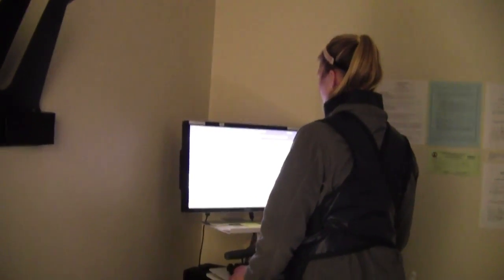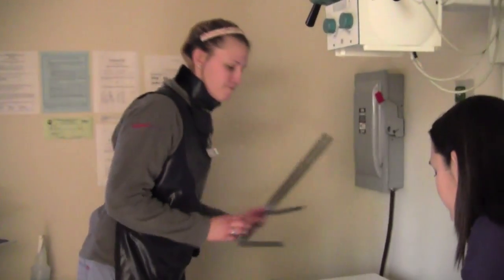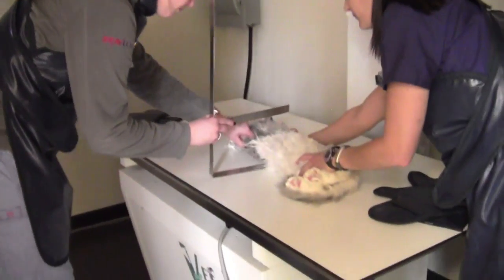Thoracic X-rays are used to evaluate soft tissues of the thoracic cavity, such as lungs and heart. I'll start out by entering the patient's information into the computer, placing the patient's name, the owner's name, the identification number, if it's a male or female, and then I select which type of X-ray I will be taking, in this case a thoracic lateral.